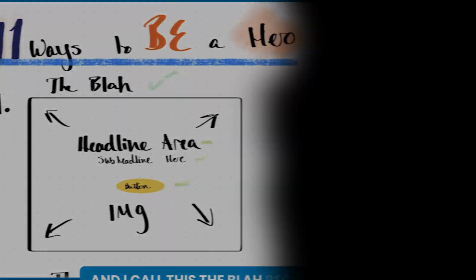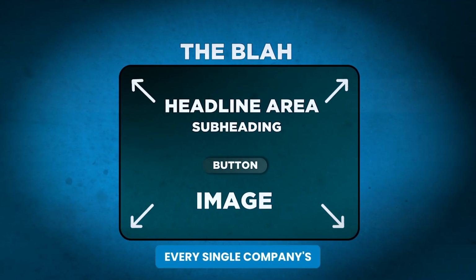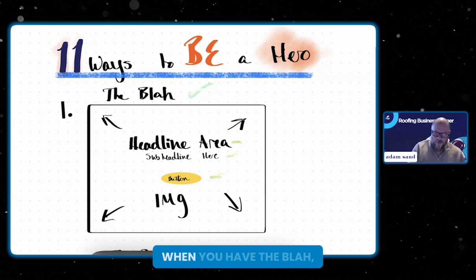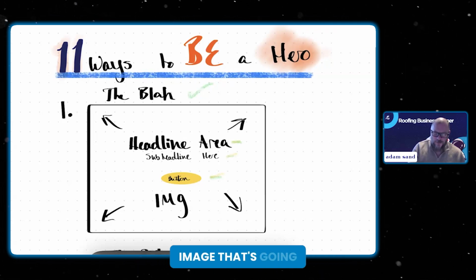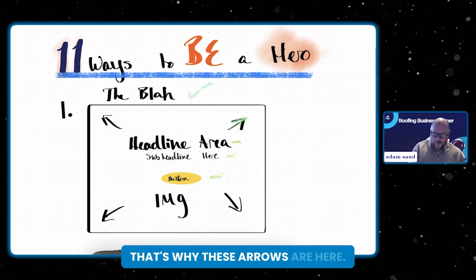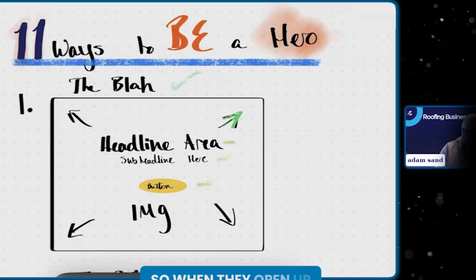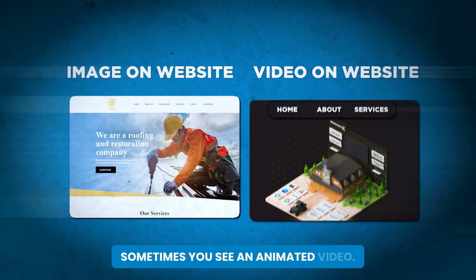And I call this the blah because it's every single company's first initial hero page idea. So there's key elements of it. When you have the blah, you're usually going to have some image that's going to span the whole page. That's why these arrows are here, it's saying this is your hero image. There's an image spanning it. So when they open up, there's an image. Sometimes you see an animated video.